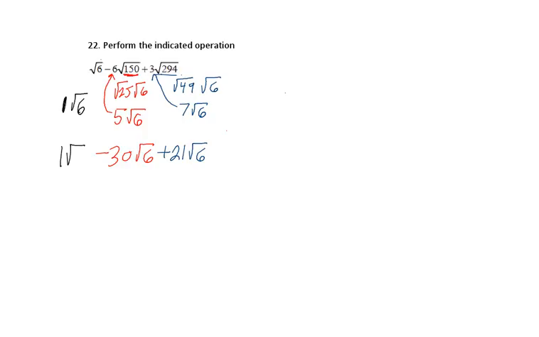Notice that every single answer that we got has square root 6 in it. So that means we're permitted to add and subtract the numbers in front. So we have to do 1 minus 30 plus 21. And if you put that in the calculator or work it out by hand, you get negative 8 square root of 6.